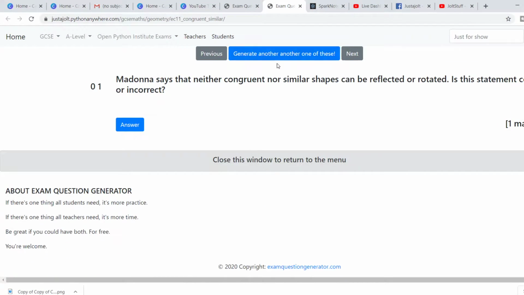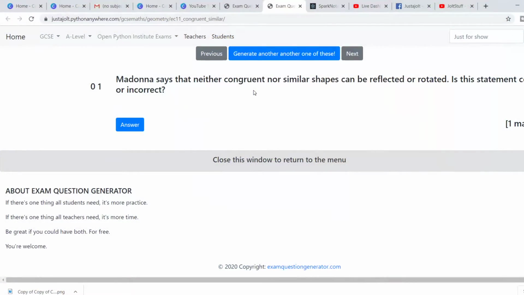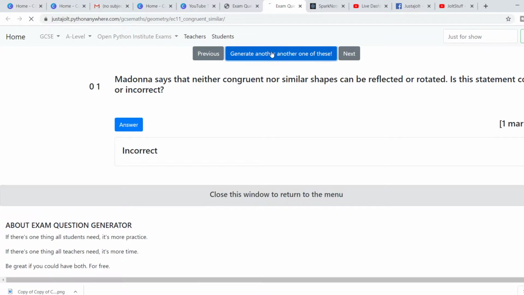There we go, fantastic. Madonna again, man, it's all about Madonna today for some reason. Says that neither congruent nor similar shapes should be reflected or could be reflected or rotated. Is the statement correct or incorrect? That's incorrect. So I have one more.